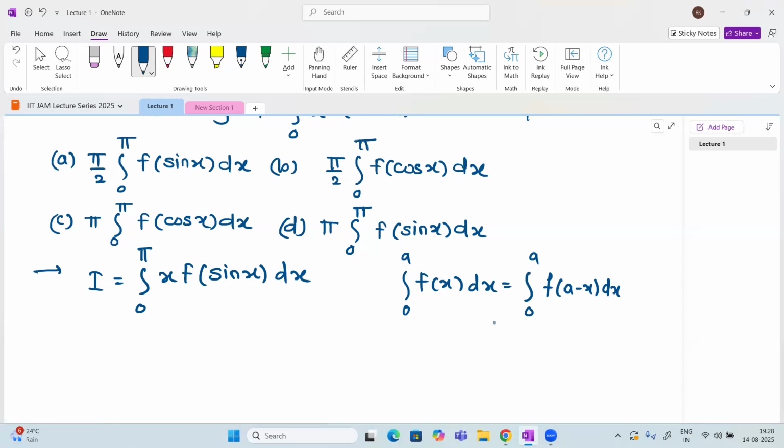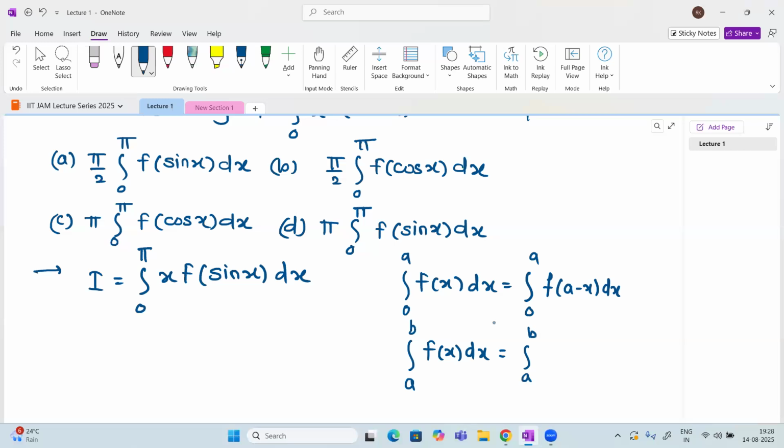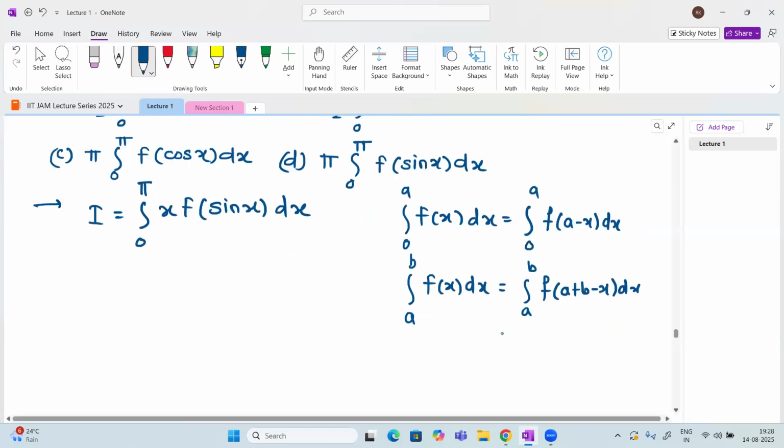In this integration, we have lower limit 0, so definitely we can use this one. But unfortunately, if in any problem we have the limits a to b, that means other than 0, then which property do we have? Sir, we can replace x by a plus b minus x. A plus b minus x, you have it: the integral from a to b of f of a plus b minus x dx. Okay, so obviously the first one is applicable for this problem.